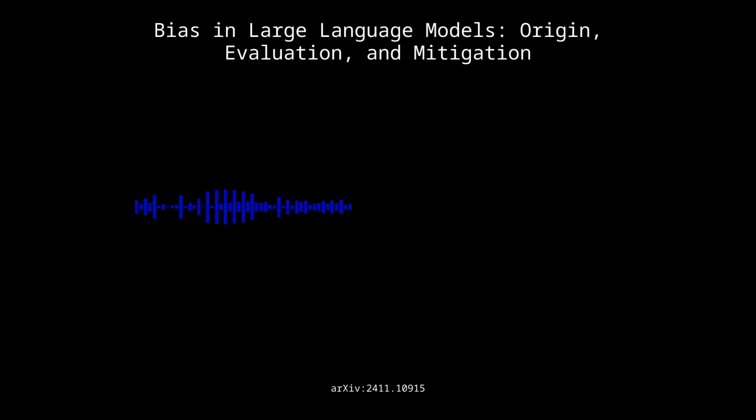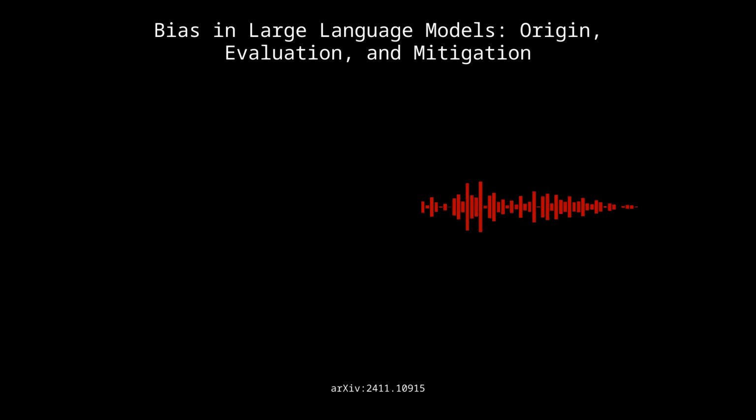Absolutely. Resampling the data to ensure a more balanced representation of different demographic groups is another common approach. We can also use expert intervention to identify and correct biased examples within the dataset. So it's a combination of automated techniques and human oversight to create a more equitable foundation for the model. What about techniques used during the training process itself? What does intra-model debiasing entail?